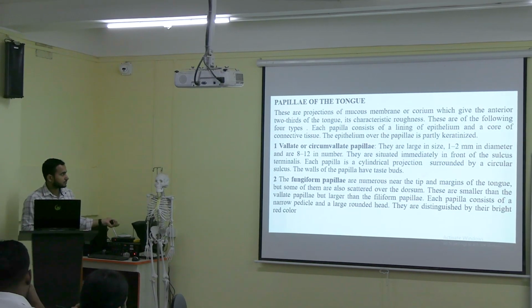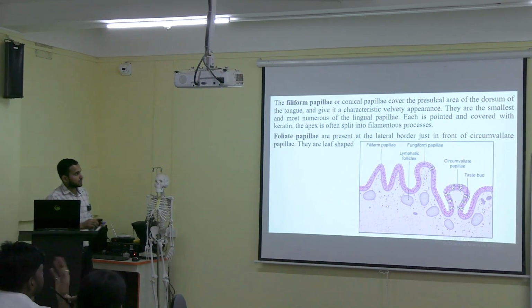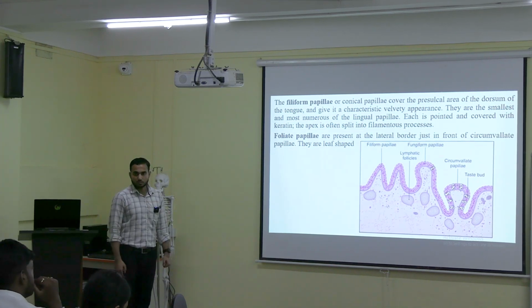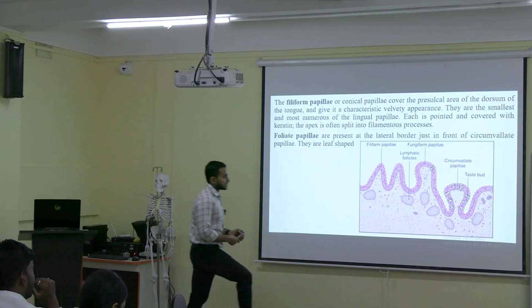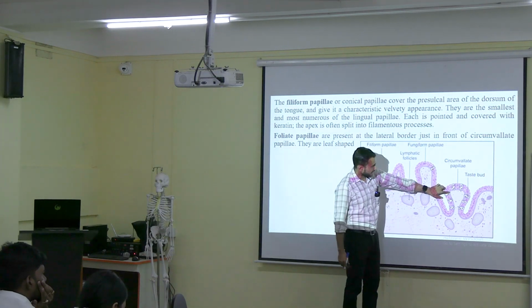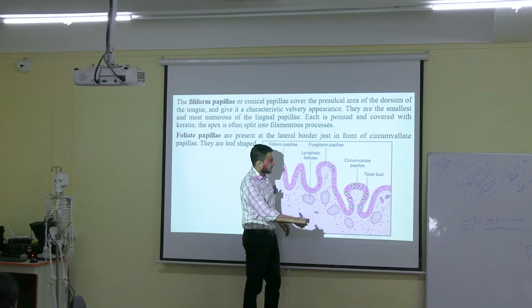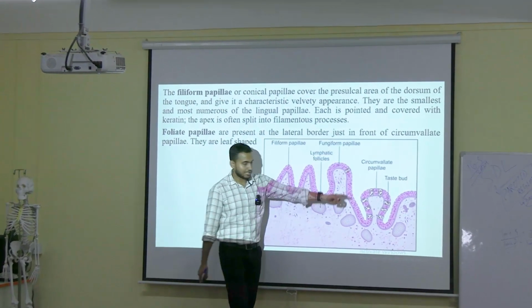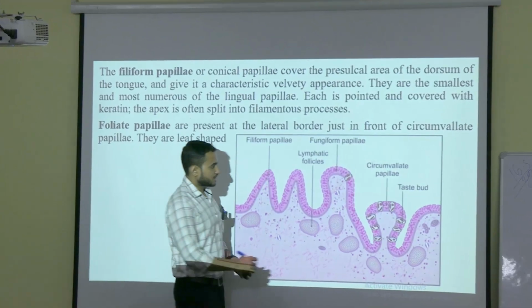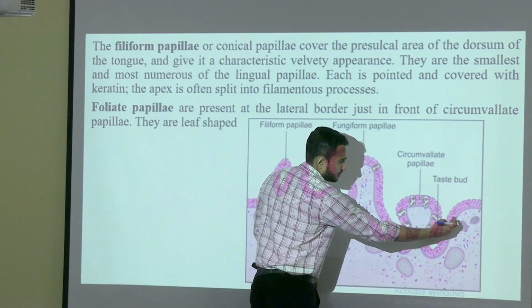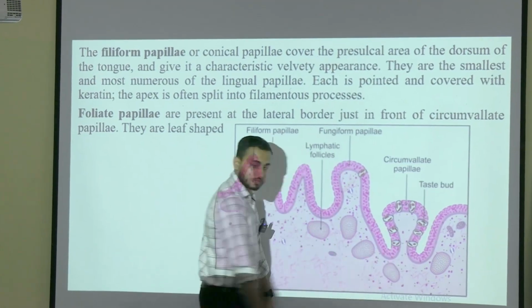Let me show you the diagram. Can you see the papillae? These are the different types of papillae present in the tongue. So how is the structure of a papilla? First of all, here you can see this is the lining epithelium and the core is made up of connective tissue. Now this is the circumvallate papilla, which is the largest one. You can see this is one circumvallate papilla, this is another circumvallate papilla. In between these two you can see a sulcus is present.